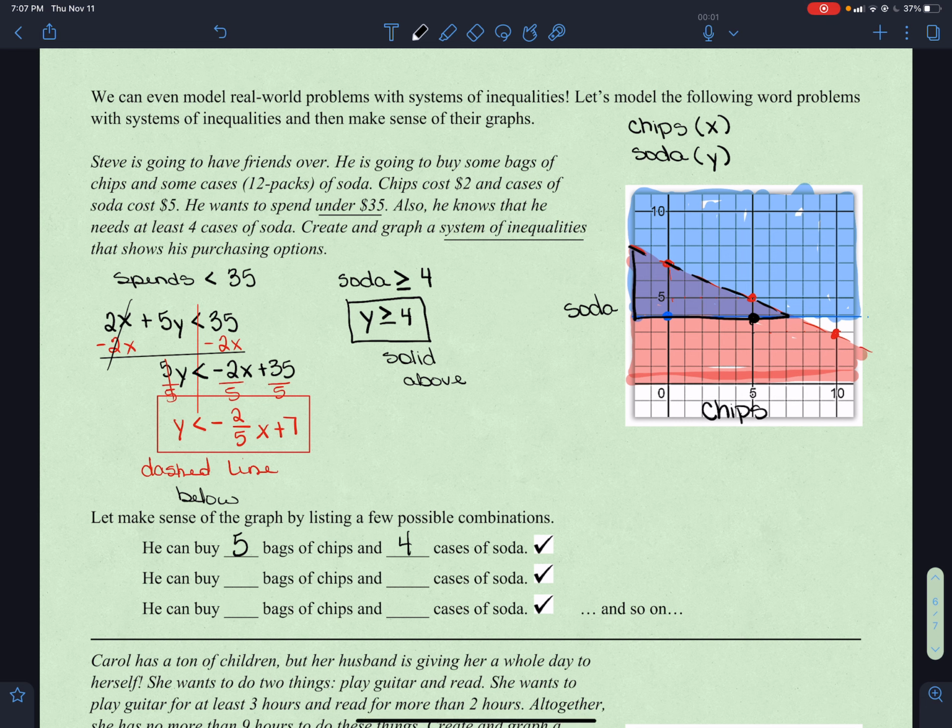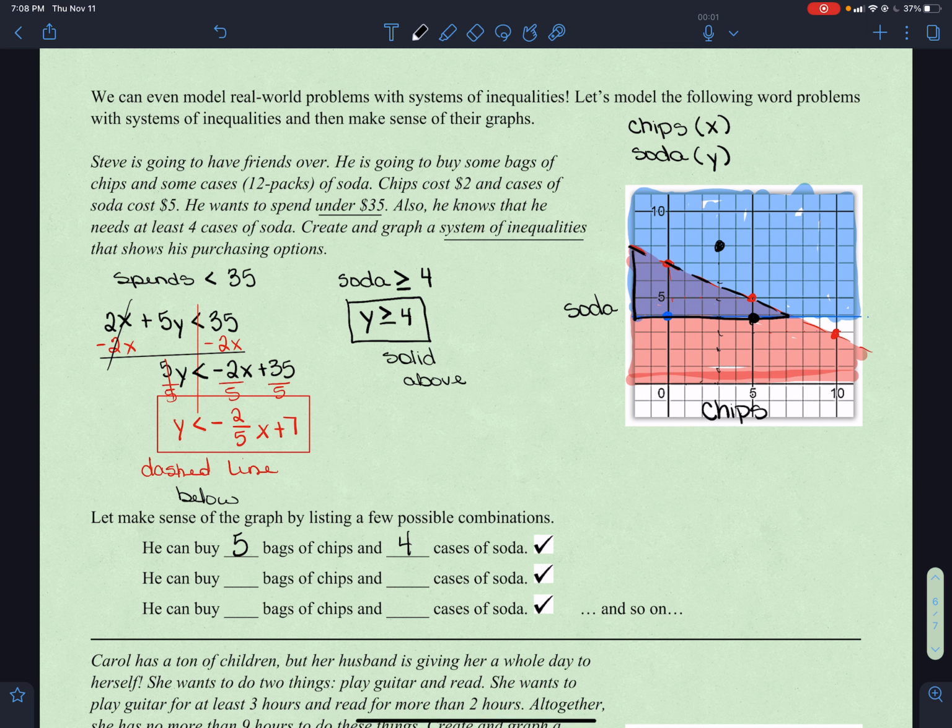Okay, what if he wanted to buy 3 bags of chips and 8 cases of soda? Well, let's see. 3 bags of chips and 8 cases of soda. That there does not work. So that option is not going to be valid for him.